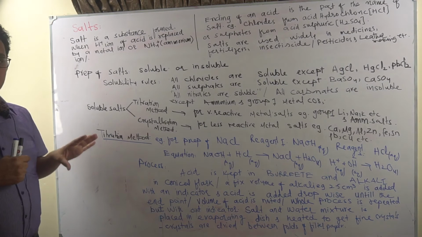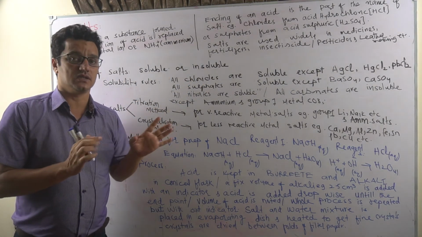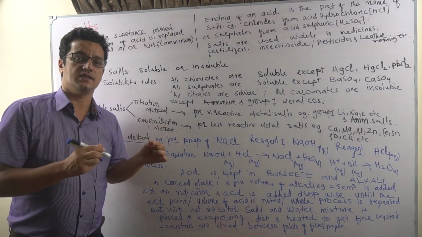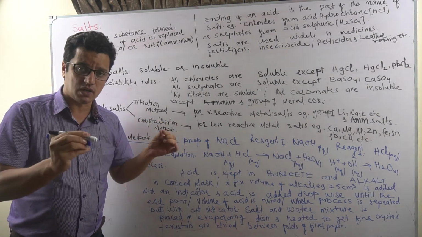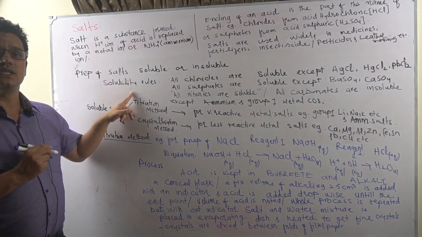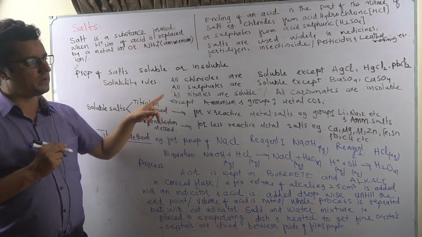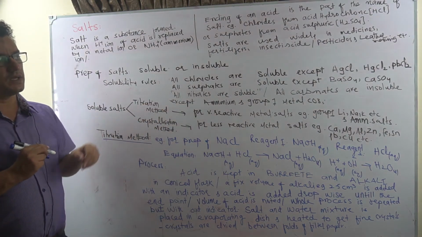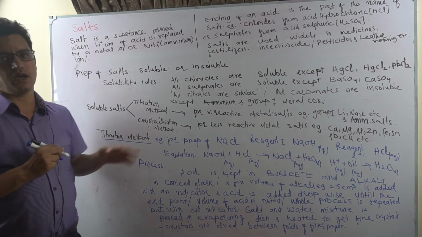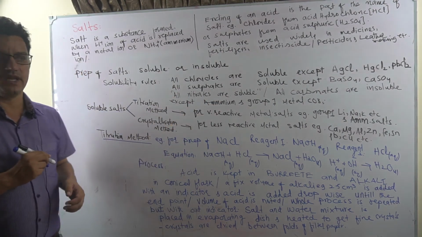We need to look into what? Whether the salts are soluble or insoluble. First question you need to ask, when a task is given, prepare the salt: is the salt soluble or insoluble? Then it means we need to memorize some solubility rules. These are solubility rules. All chlorides are soluble with the exception of silver chloride, mercury chloride, and lead chloride. And all nitrates are soluble, no exception. All sulfates are soluble, though there are exceptions, barium and calcium.